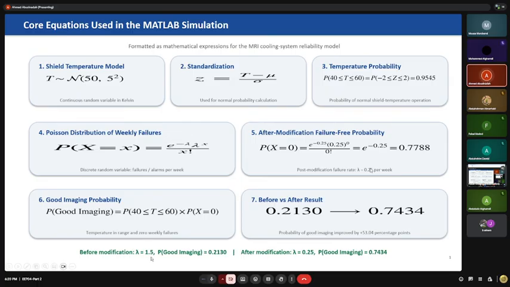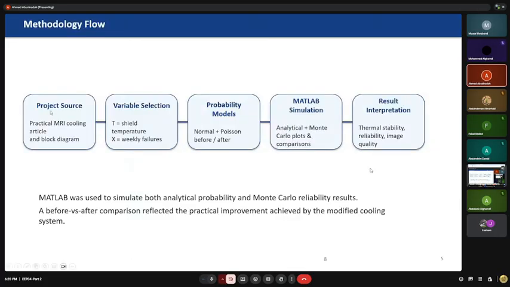Before modification, I assume that we have around a failure rate of 2, and the good imaging percentage was around 22. After modification, with 0.25, the good imaging probability was around 74%. Project source: a practical MRI cooling article and block diagram. Variable selection: T is the shield temperature, and X is the weekly failure. Probability models: normal plus Poisson, before and after, and MATLAB simulation, analytical and Monte Carlo plots and comparisons.